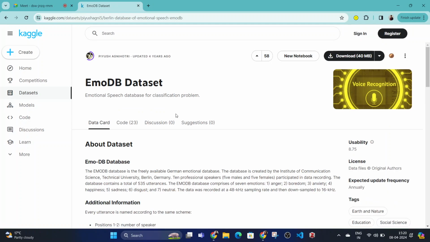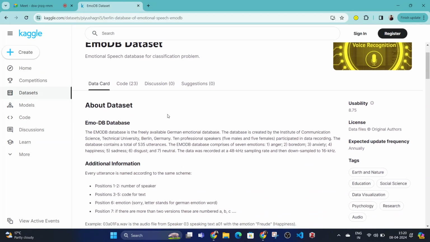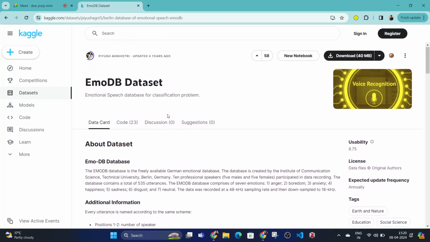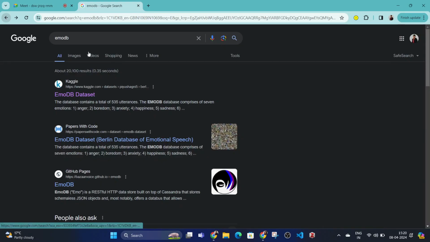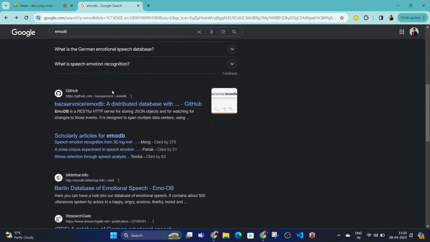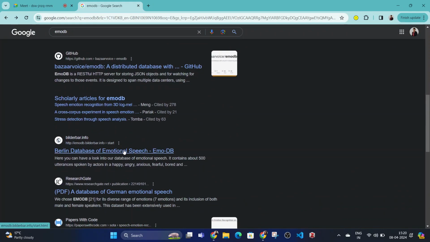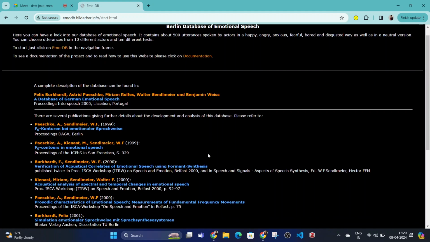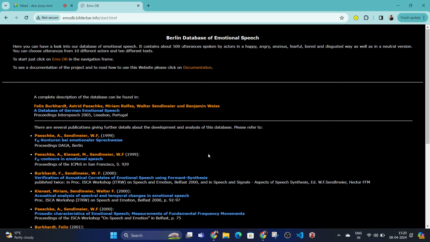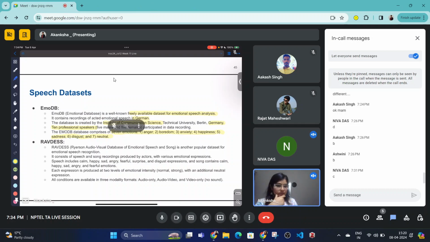Okay. I actually referred to this Kaggle repository. This description says these are the emotional states, but maybe on the official page, maybe I have mistaken. Let me check. Berlin database of emotional speech. Yeah, I think it's having anxiety. I think I need to check it. But anyway, there are these states. Okay, okay. Yeah, fine.